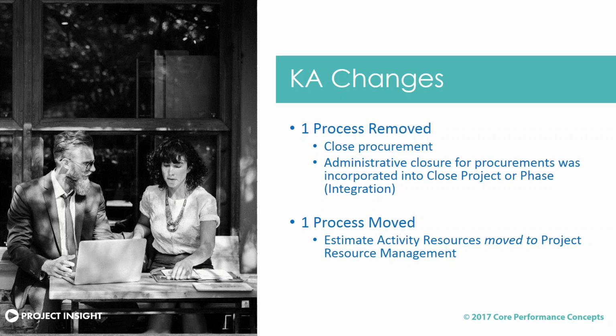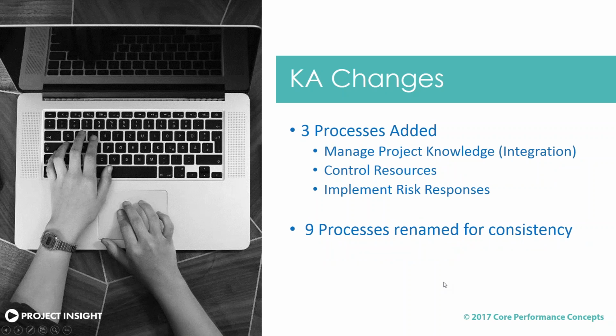And then they moved one process, estimate activity resources, again reflecting that resources, they kind of put all resources together in the new or renamed project resource management section. So the activity resource process moved to project resource management. Same general information, they moved it to group everything together. It had to do with people, resources, so estimating and all that went in one section there. And they added some new processes, but they took one away, so we have a net of 2. And they renamed some processes for consistency.